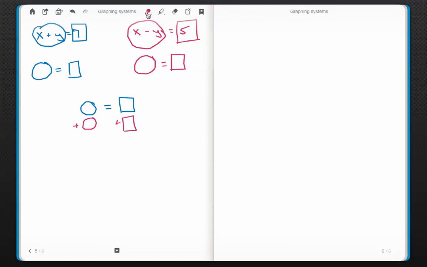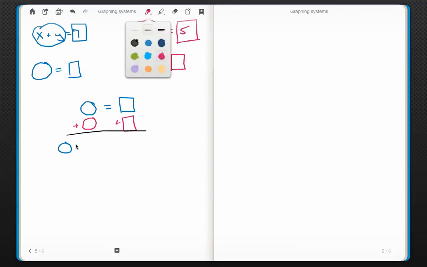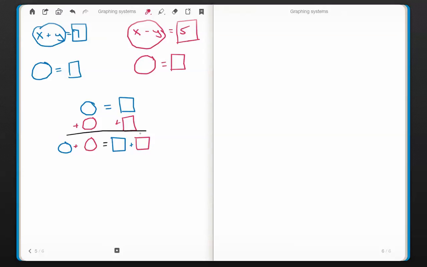So I could say then, and let's draw a line here, a blue circle plus a red circle has to equal a blue box plus a red box. Okay. So I hope you guys understand that.